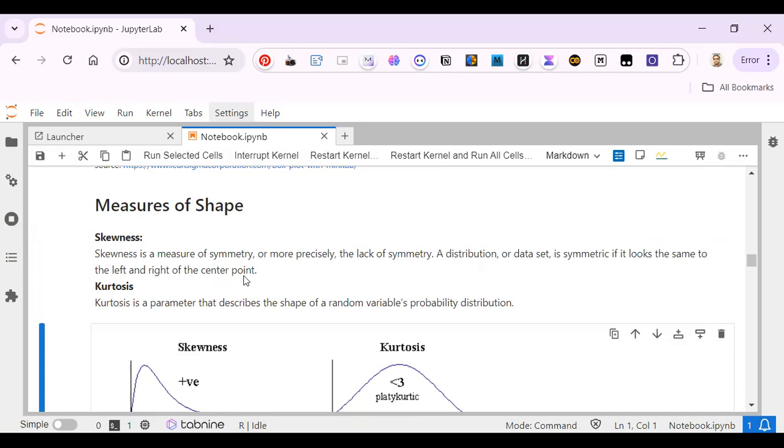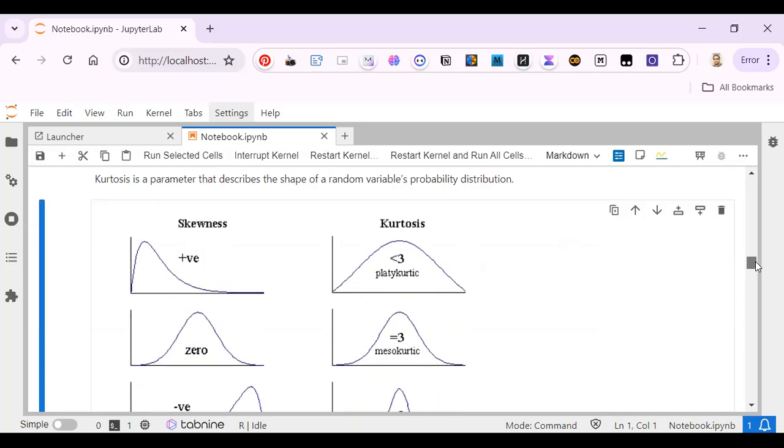So that is what skewness will indicate. Kurtosis is a parameter that describes the shape of a random variable's probability distribution. I'll give it as three diagrams so you can make sure to understand.